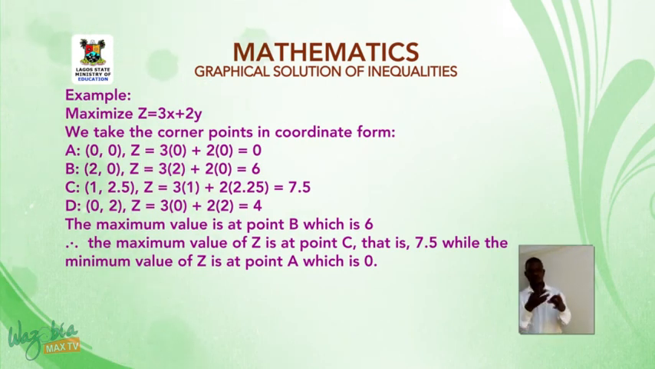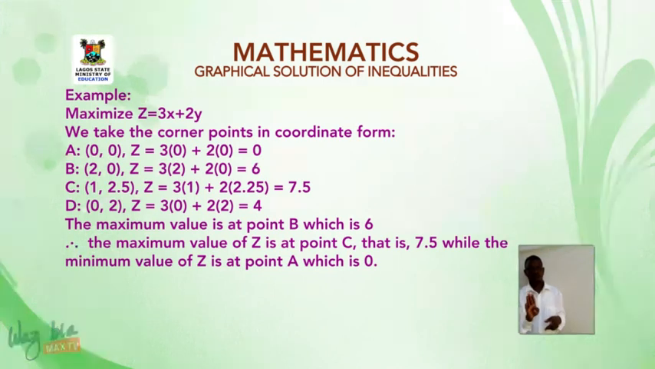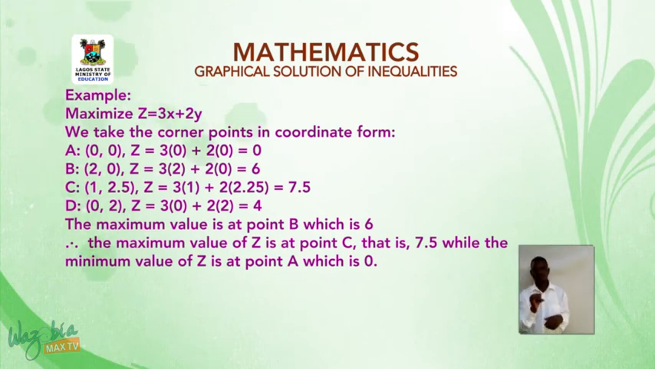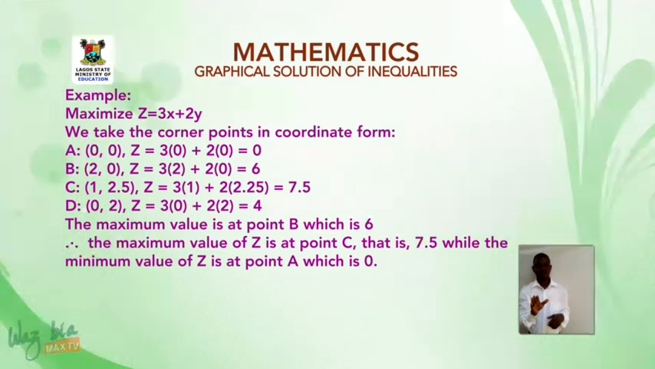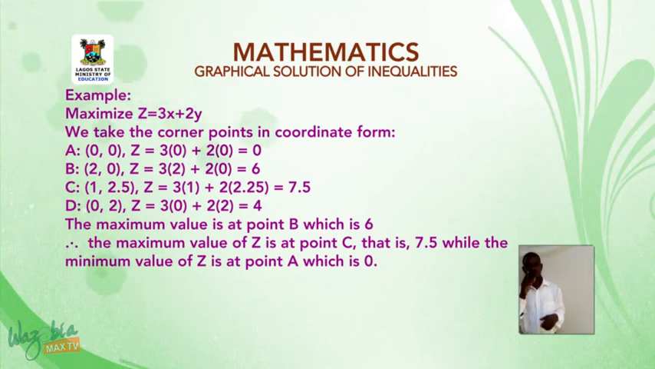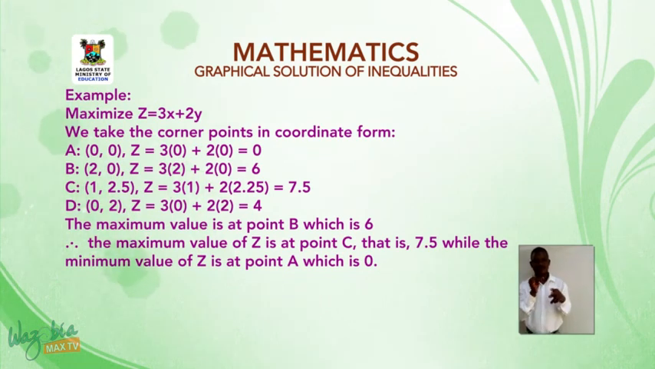The maximum value is at point C, which is 7.5, while the minimum value of z is at point A, which is 0.